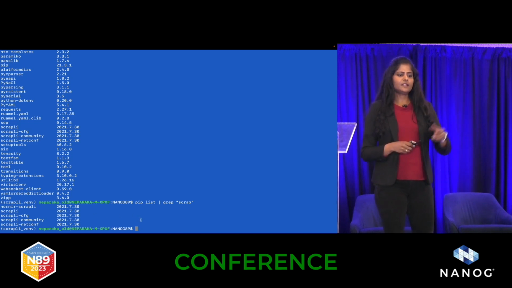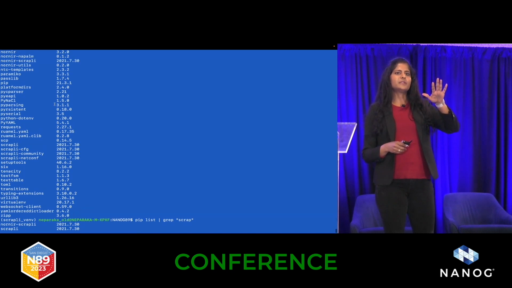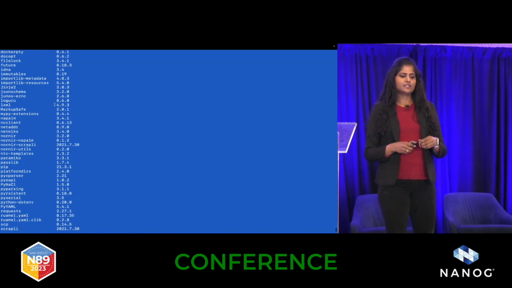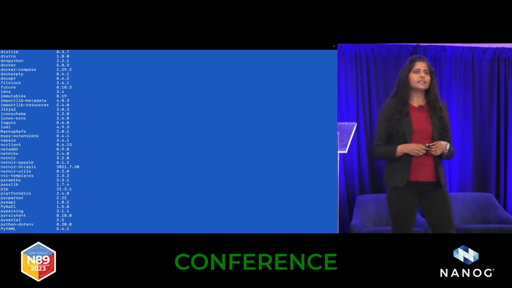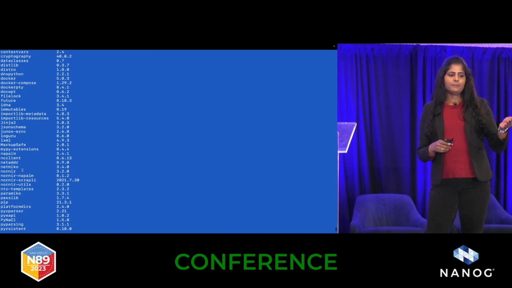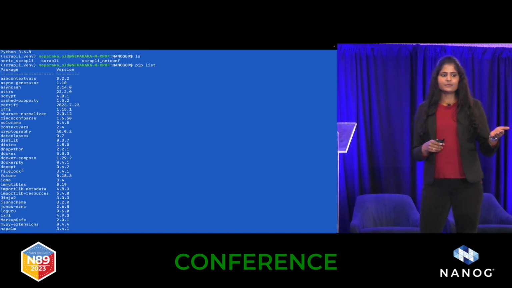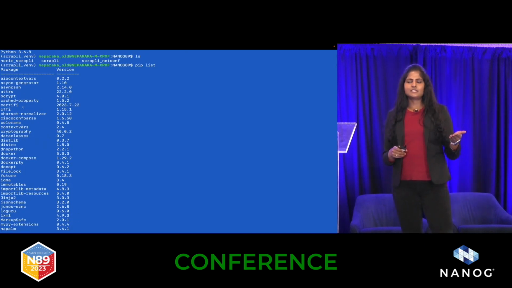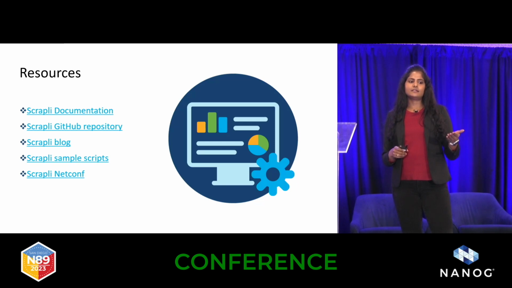So here I'm calling the IOS-XE driver from the device. Can you just stop it over there? I just want to explain the steps. Thank you. So here I have two dictionaries with the network device information: hostname, username, password, and SSH as the port, that is port number 22. And then I'm using the IOS-XE driver and connecting to the device.